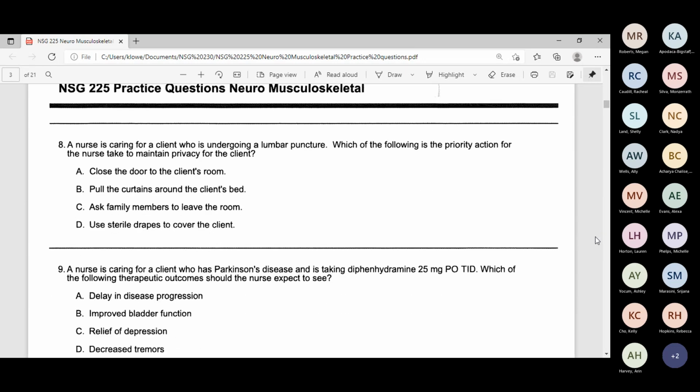Nurse is caring for a client who's undergoing a lumbar puncture. Which of the following is the priority action for the nurse to take to maintain privacy for our client?